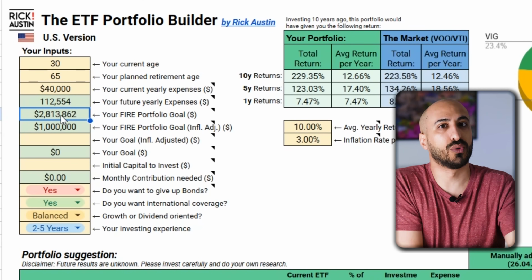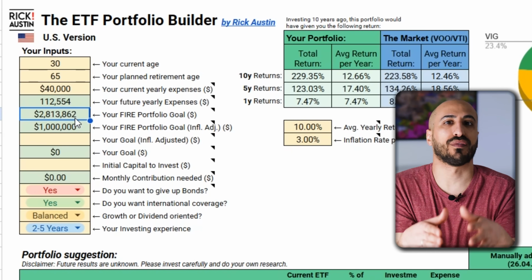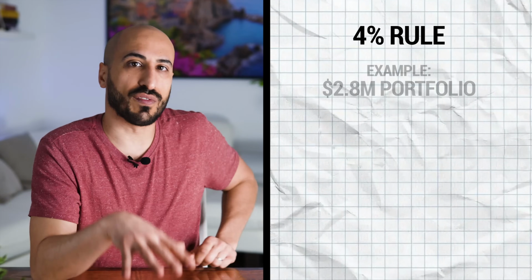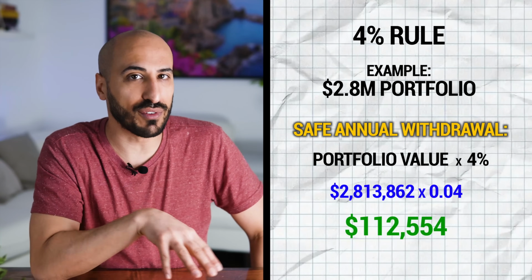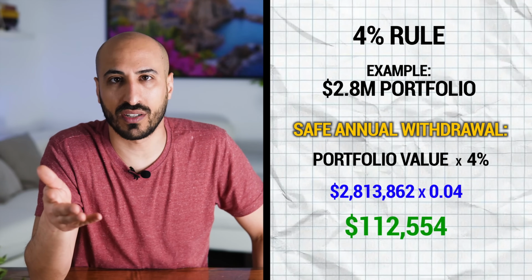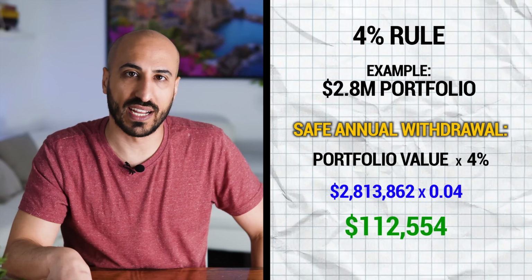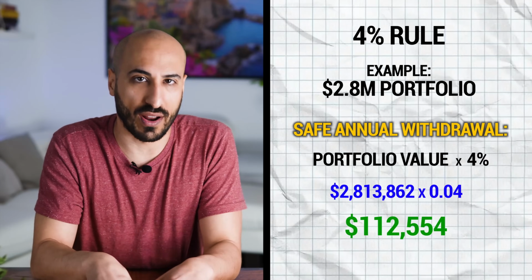This value, which is $2.8 million in this particular case, is calculated based on the FIRE method, which is based on the 4% rule. It means that if you achieve $2.8 million, you can withdraw 4% of it every year, which is this $112,000, and the portfolio is going to grow on average more than this 4% so that you have a probability close to 100% that you will never run out of money.